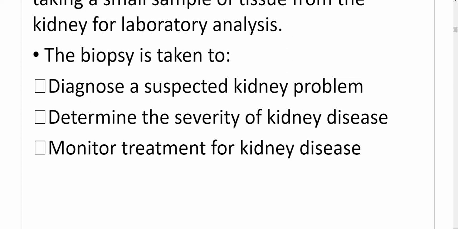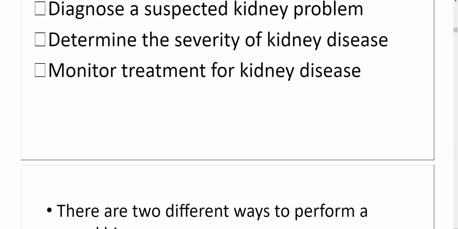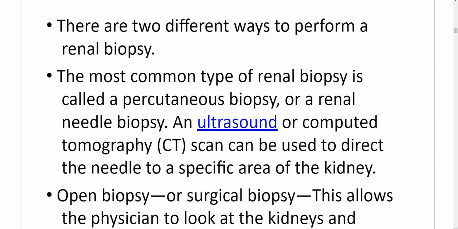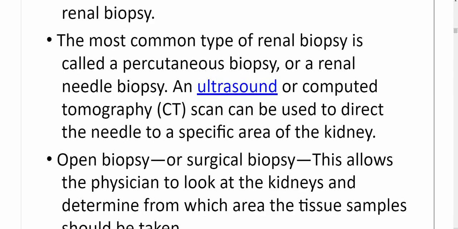It is important to determine the severity of a kidney disease, monitor treatment for the kidney disease, and so on. So there are two different ways to perform a renal biopsy. The most common type of renal biopsy is called the percutaneous biopsy, or a renal needle biopsy. We take the targeted part of the kidney, and we aspirate the innermost tissue by negative suction pressure. An ultrasound or computed tomography scan can be used to direct the needle to a specific area of the kidney.